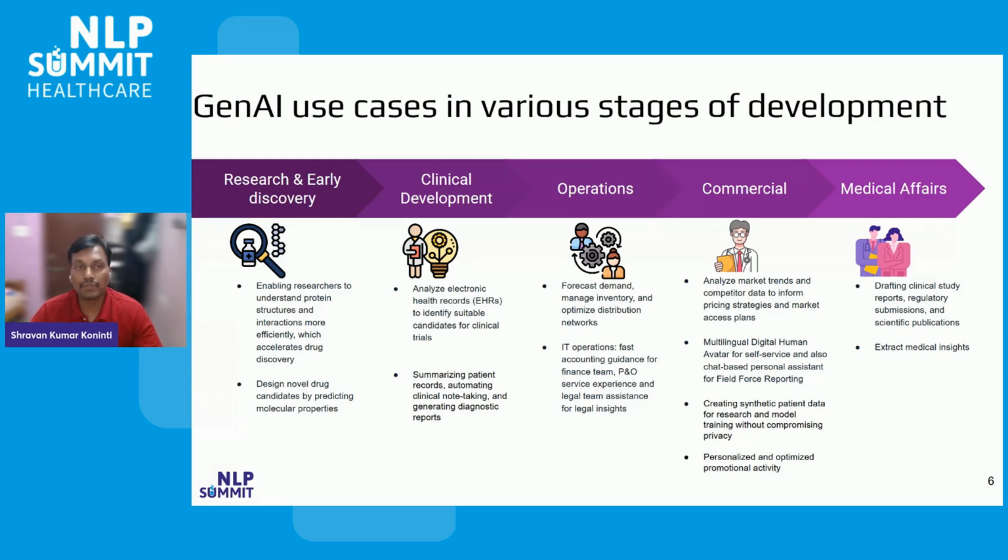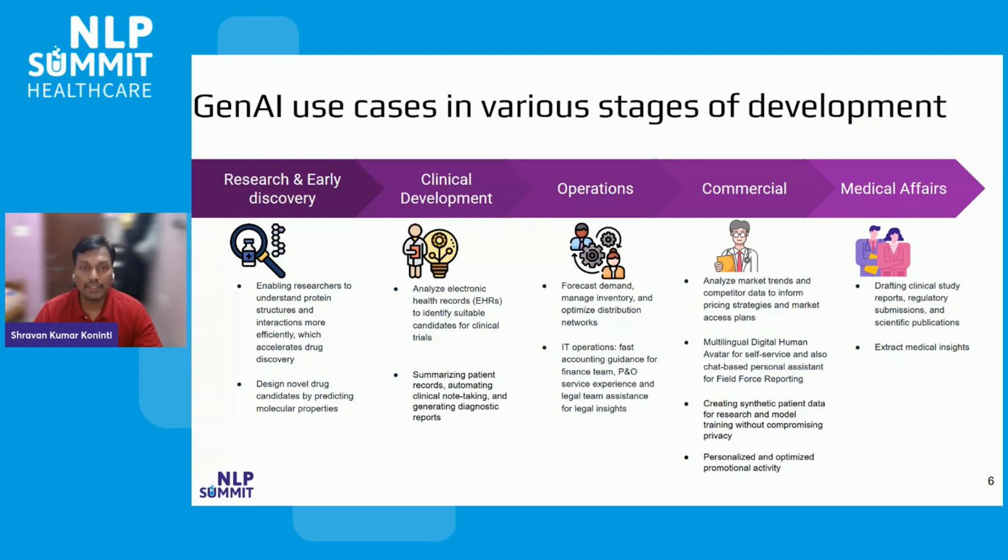And we can also do some personalization or optimized promotional activity in this commercial domain. Basically, if you want to target HCPs, healthcare professionals, those HCPs act like key opinion leaders. If we have some mechanism to identify those key opinion leaders, we would be able to get a good ROI analysis with whatever promotional activity we would be doing. So generative AI can definitely help in that area.